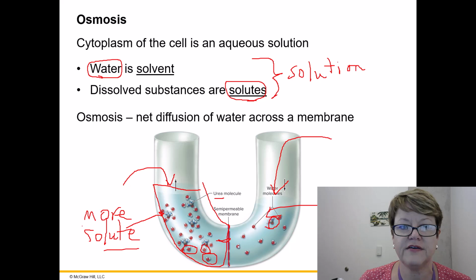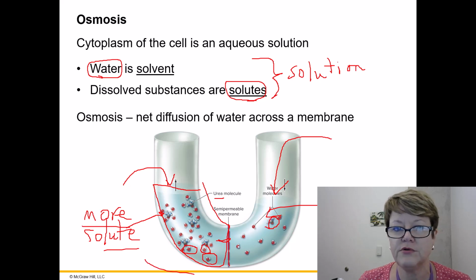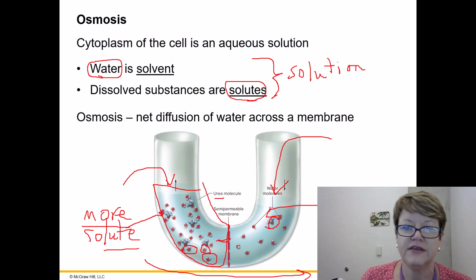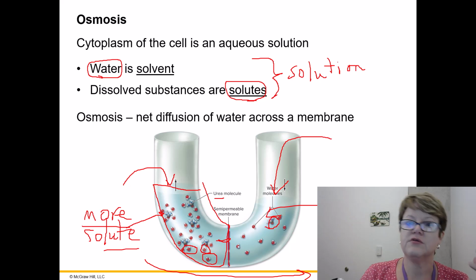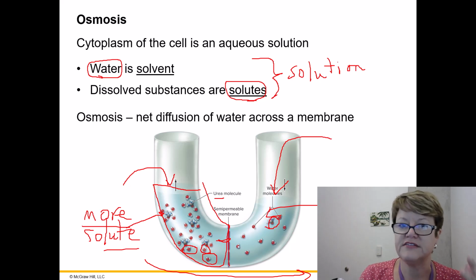Now, if the urea, the solute, could move through the membrane, it would want to move from its area of higher concentration to its area of lower. So the urea would want to go this way. It would want to go through to the other side until there was equal amounts of urea on both sides of that membrane. But the problem is the urea can't move because the holes in the membrane aren't big enough.